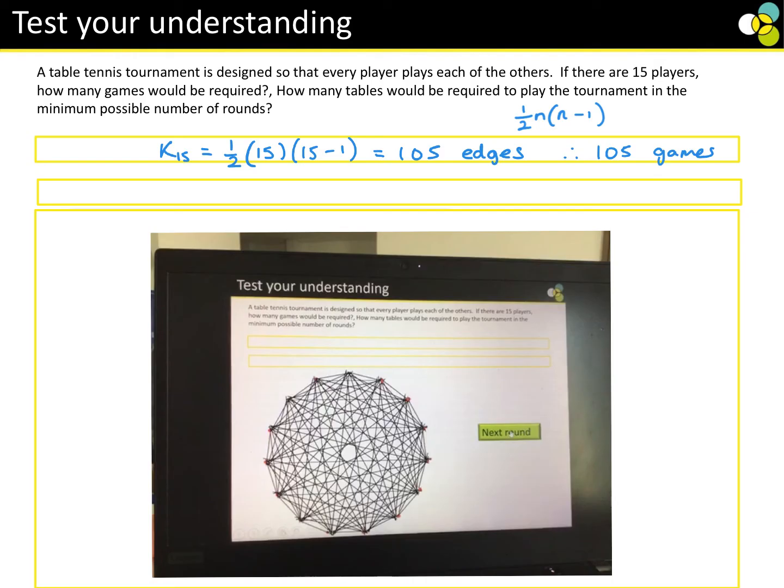Now, as you can see by that lovely display I've just done, each player would have to play 14 games. So if there were 7 tables, we could play this in 15 rounds. That would be the minimum. Okay? So if 7 tables, then 15 rounds. Okay, and you could see that by this lovely little drawing, okay? We'd keep going round. So, moving on.